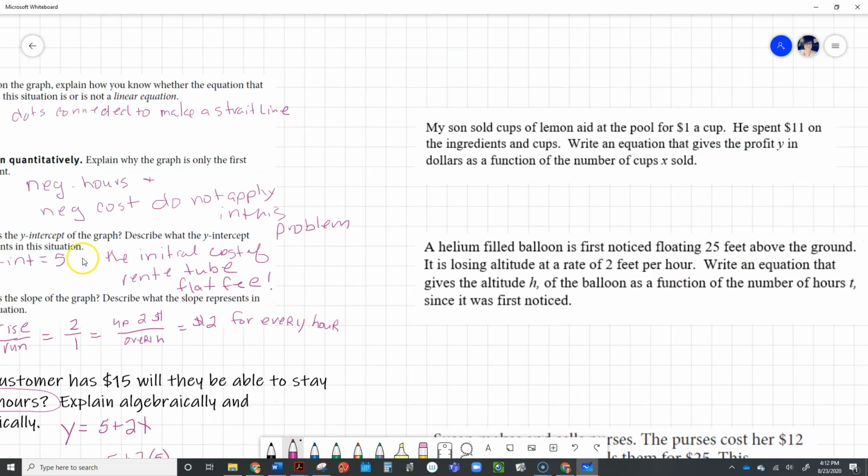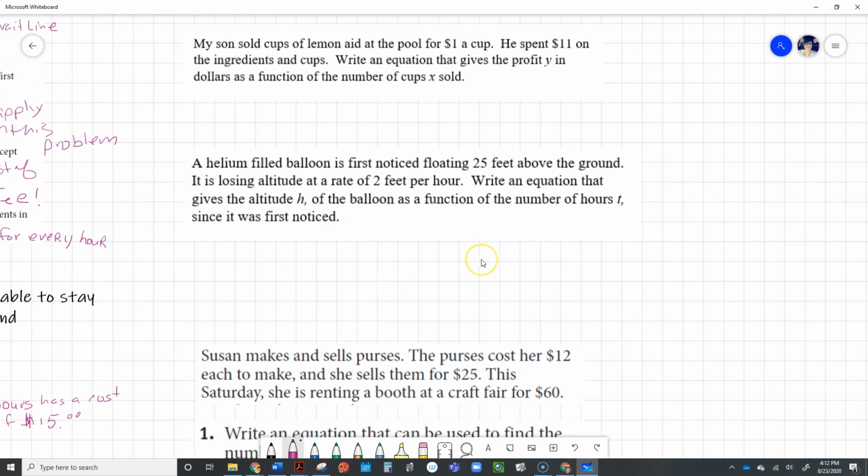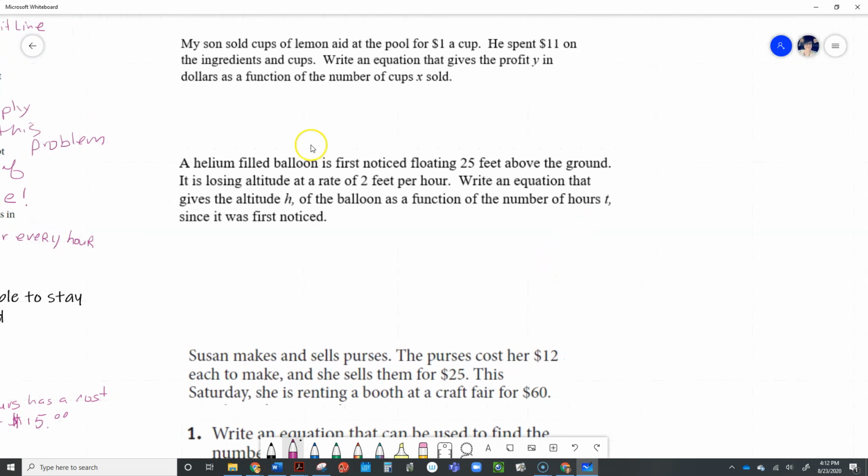Okay, let's go over here. I have a couple of extra questions that are about vocabulary and writing equations and paying attention to positives and negatives. So my son sold cups of lemonade at a pool for $1 a cup.